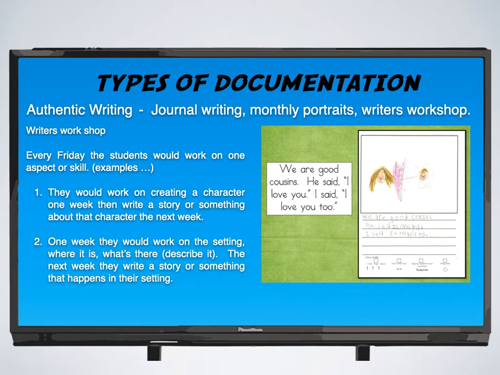Writer's workshop. Every Friday, the students would work on one aspect or skill. Here are a couple of examples. They would work on creating a character one week, then write a story or something about that character the next week. The other example, one week they would work on the setting, where it is, what's there, describe it. Next week, they would write a story or something that happens in their setting.